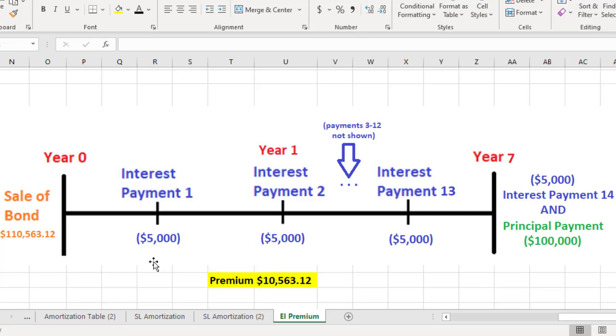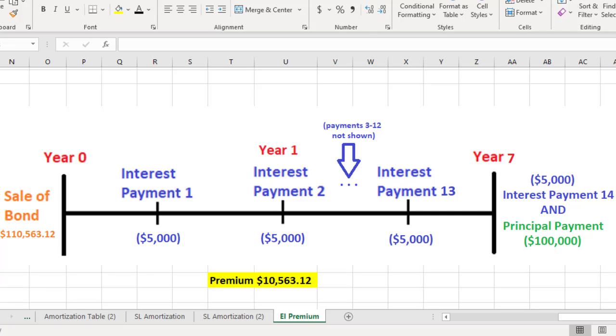And since the interest payments happen every 6 months, there's going to be 14 interest payments. So we have the first interest payment of $5,000, the second interest payment of $5,000, etc. And I'm not showing every interest payment because that would be a little bit repetitive and the chart would get very long. So this is just representing payments 3 through 12. And then eventually we get to the 14th payment at year 7. And then also we have a principal repayment of $100,000.